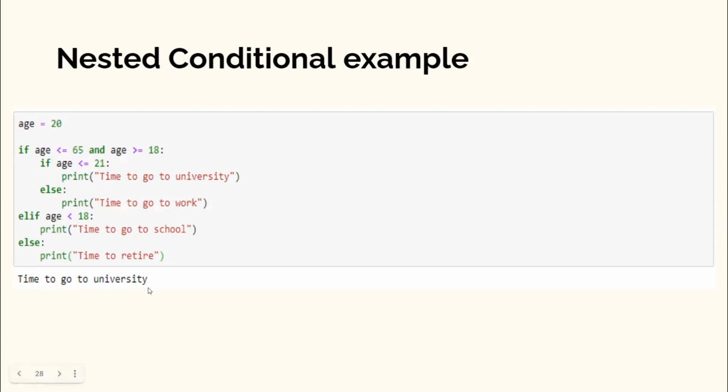If it wasn't smaller than or equal to 21, then we would go to this, time to go to work. And if it wasn't in between 65 and 18, if it was smaller than 18, we would print time to go to school, and otherwise we would print time to retire.